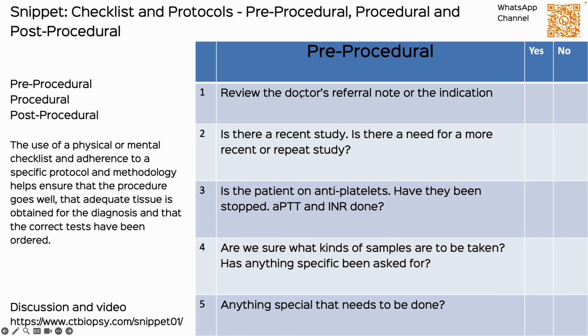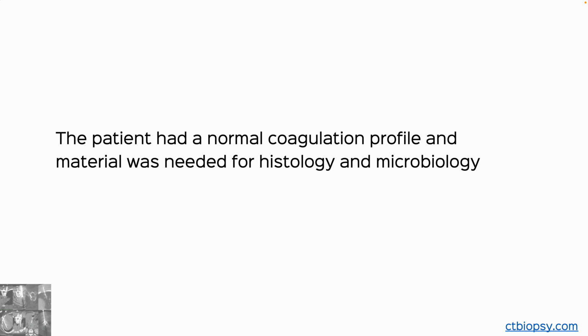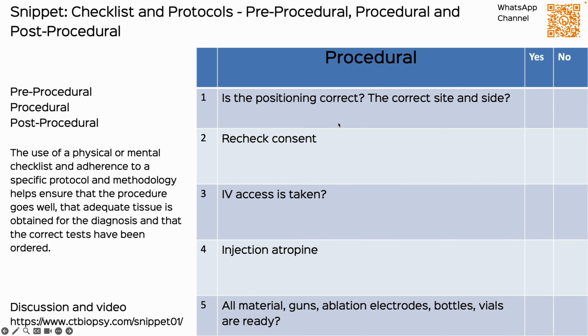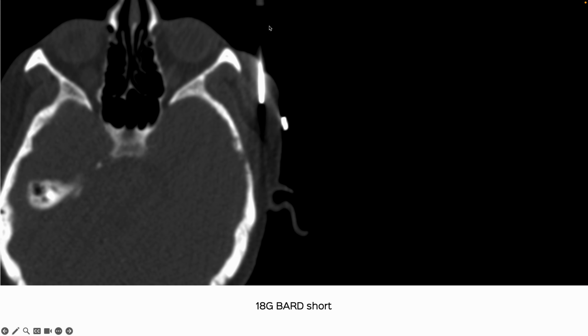The pre-procedural checks were absolutely fine. The patient had a normal coagulation profile. We needed material for histology and microbiology. During the procedure, all checks were absolutely fine. I used an 18 gauge Bard shot.